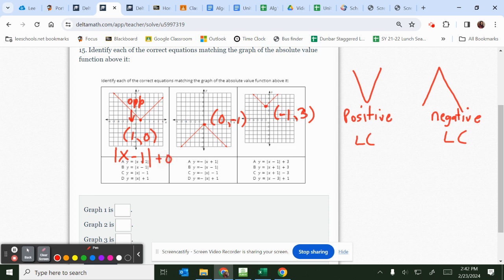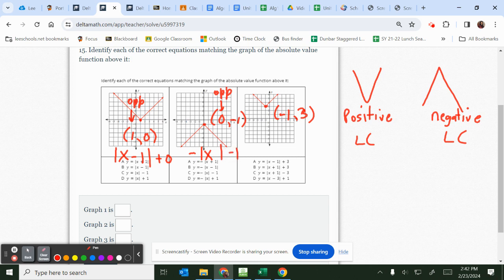I would do the same thing here. It's facing down, so it has a negative in front. Then we do the opposite of this middle number. But can you do the opposite of a 0? No, you cannot do the opposite of a 0. So I would just leave nothing because 0 is nothing. And I do the same as the number on the outside, so a negative 1.